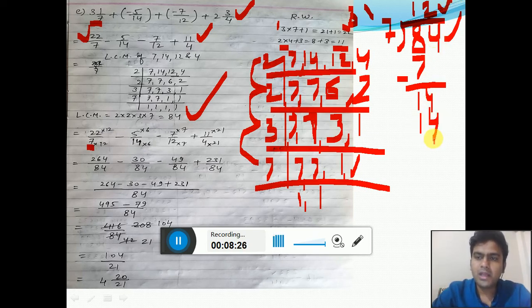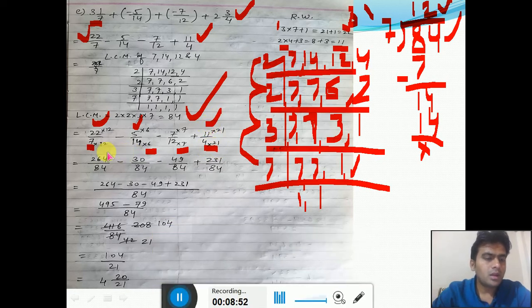So multiply 12 here with 7 as well as 22. Now here 14. So read the table of 14. 14 6s are 84. So multiply here also by 6. Now 12 7s are 84, that we have already seen. So multiply 7 by 7. Now 4 into 21 equals 84. So multiply it by 21. Now what you have to do? Here the denominator will be 84. So we have written 84.